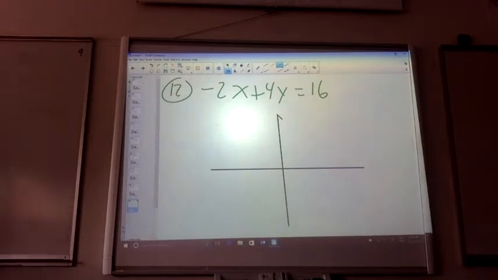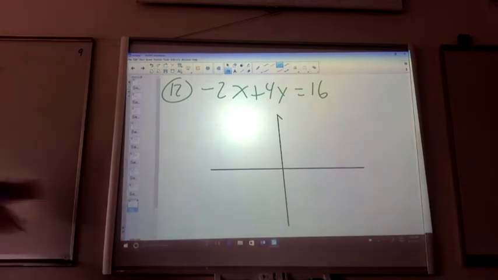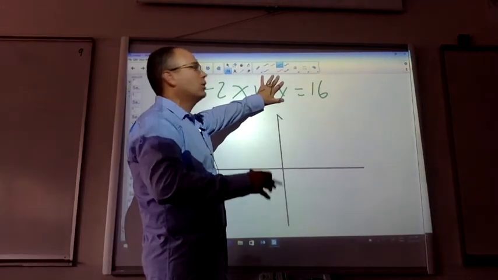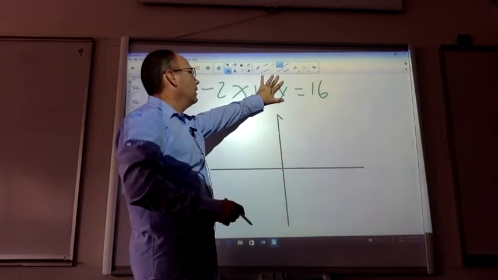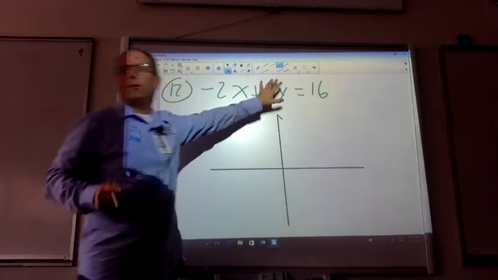All right, let's find where it crosses the x-axis. So I'm going to cover up the y component. So negative 2 times x equals 16. So negative 2 times what number gives me 16? Negative 8.